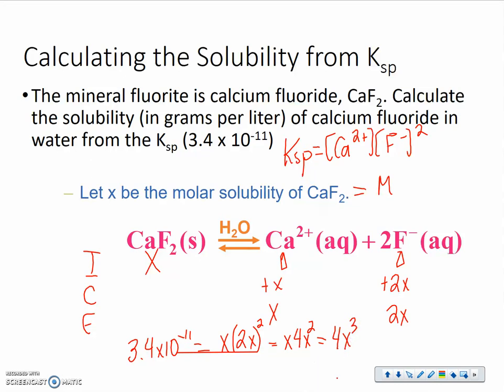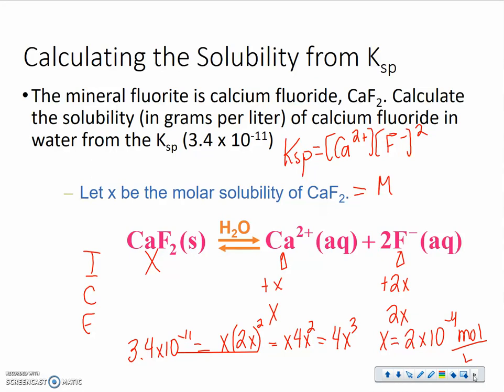So now we can solve this. 3.4 times 10 to the negative 11th is equal to 4x cubed, and solve for what x is equal to. So you want to divide by 4 and then take the cube root of whatever that number is. So you get the value of that for x. So x is equal to the molar solubility. So that's how many moles per liter we can dissolve.